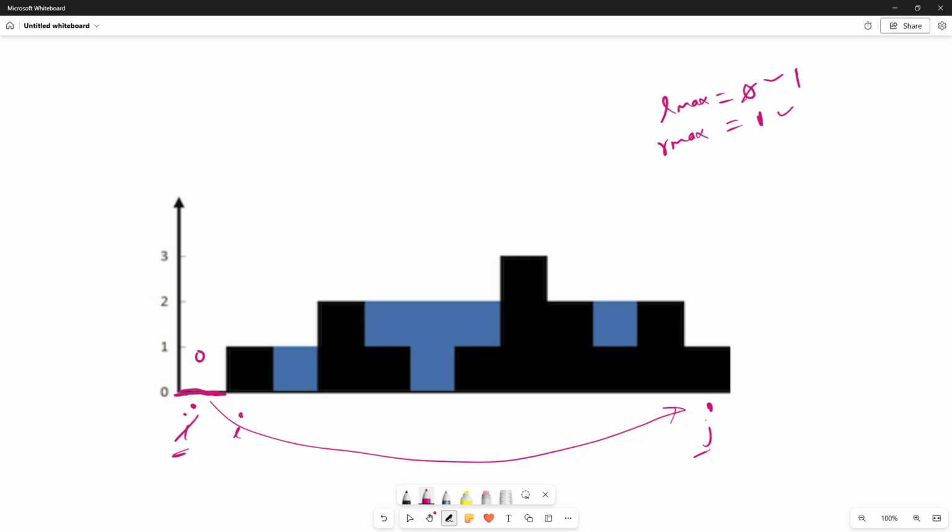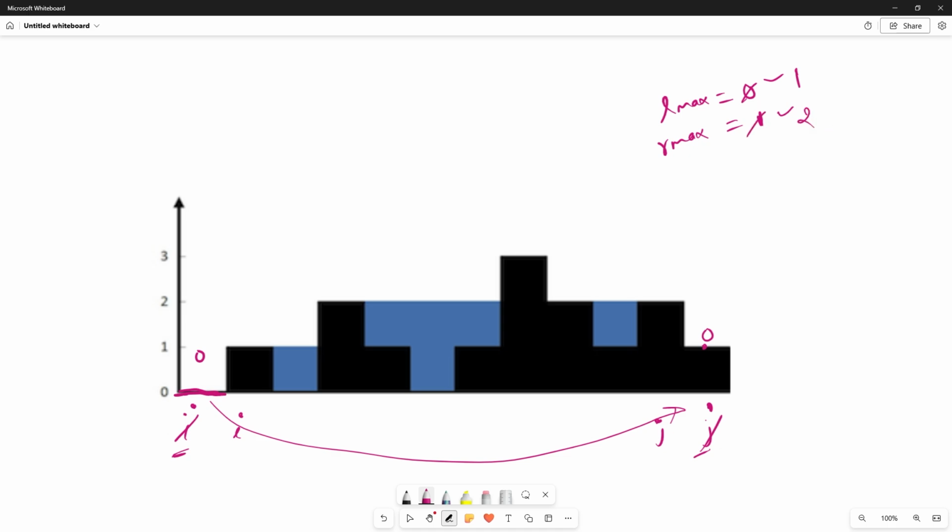Now at this position, both Lmax and Rmax are same. So where should we collect the water? So let's just say when both are same, we will collect the water at Rmax side. So we'll collect the water at J. So at J, the left maximum is 1. The right maximum is also 1. So 1 minus 1 is 0. So we'll collect 0 water and we'll decrement J. So J is now at this position. Okay. And our Rmax will be 2 now.